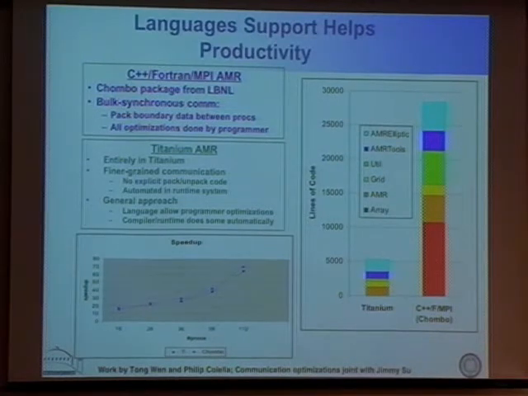The line count here on the right is for the C++ MPI code, and is broken into different pieces, parts of the application code. So this is the array library you build up in C++ here. There's some AMR, adaptive mesh refinement data structures, and so on. And then this is the elliptic solver, the Poisson solver, there at the top. This is the line count for Titanium, which you can see is significantly, almost a factor of 5 lower than the line count for the Chombo version.